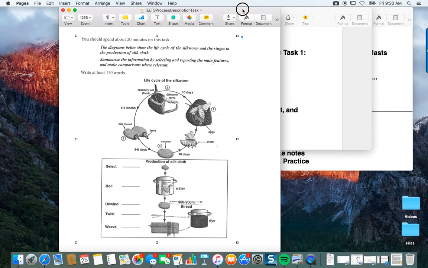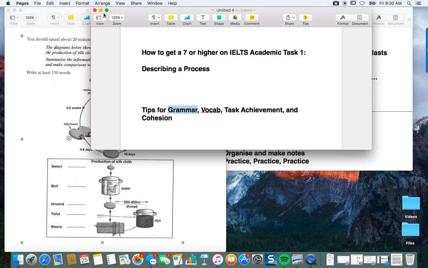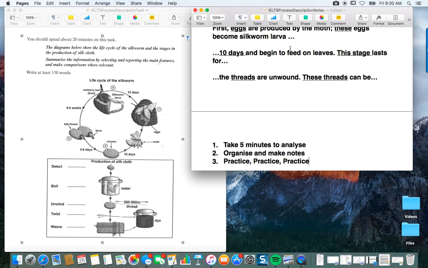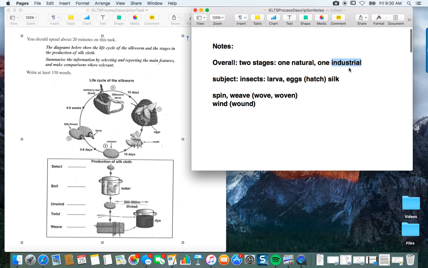Now, let's take a look at the main notes here. So, as I said, we are looking at overall, and that's right here. Overall, you've got two stages, all right? So you've got the silkworm stage, when the silkworm is born and it becomes a moth, and the second one, which is the production of silk cloth. Now, two stages, that's good. A little bit better, highlight: one of them is natural, one of them is industrial, or manufacturing. So you've got two stages.